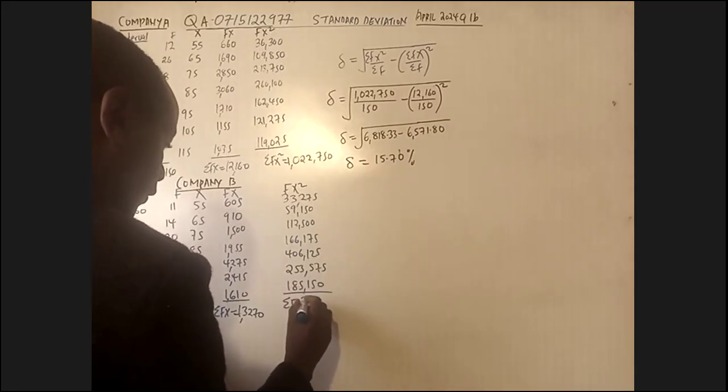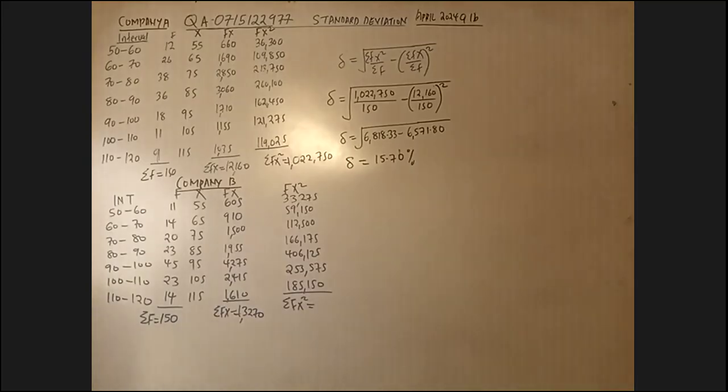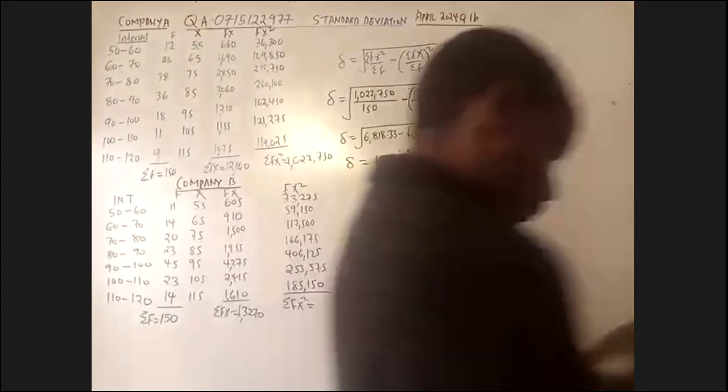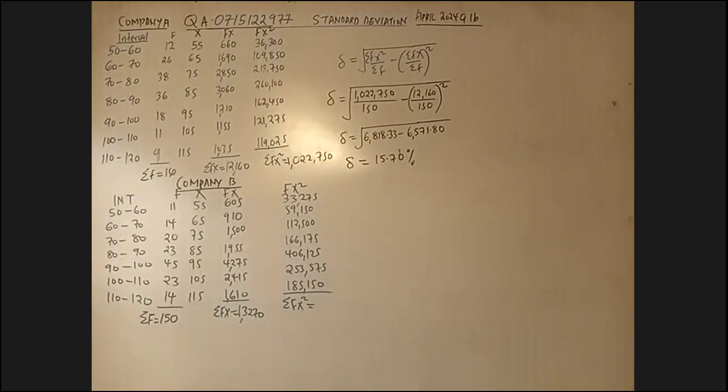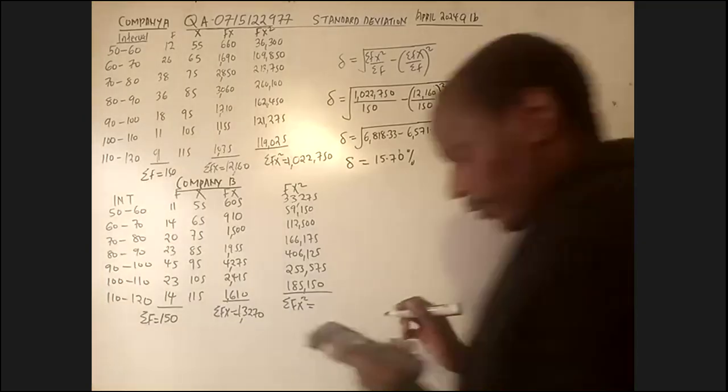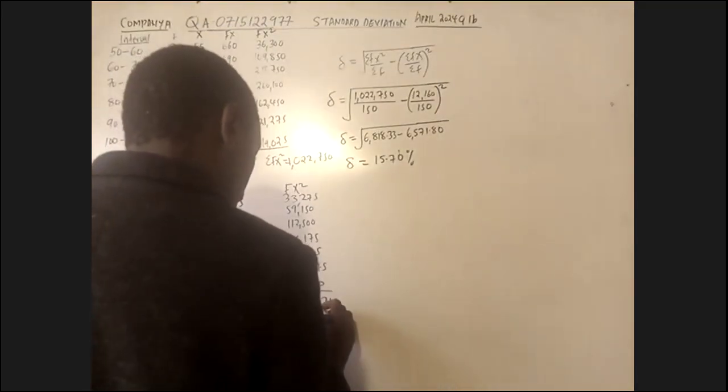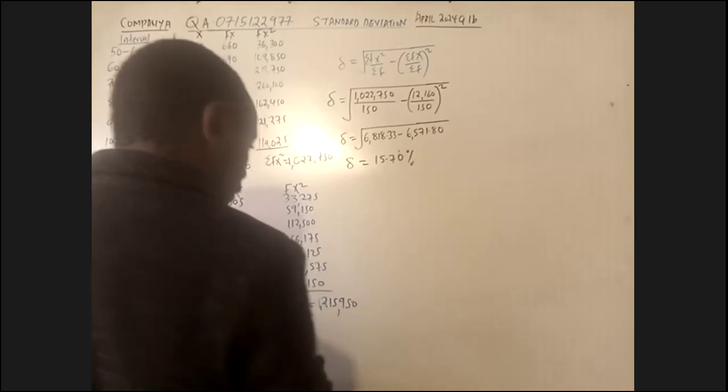Summation of fx squared: 33,275 plus 59,150 plus 112,500 plus 166,175 plus 406,125 plus 253,575 plus 185,150, which gives 1,215,950. Now we use our formula here.